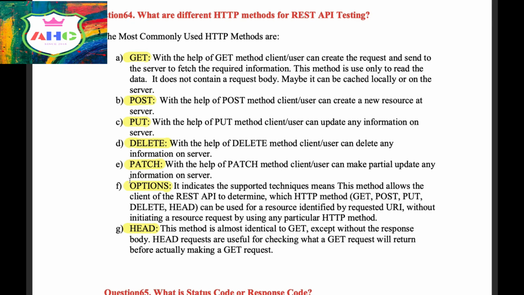Next one is options. Friends, it indicates the support technique, means these methods allow the client of the REST API to determine which HTTP method, get, put, post, patch, delete, head can be used for a resource identified by the requested URI without initiating a request by using a particular HTTP method. The next one is the head. This method is almost identical to the get, except without the resource body. Head requests are useful for checking what a request will return before actually making a get request. So friends, these are the different HTTP methods.